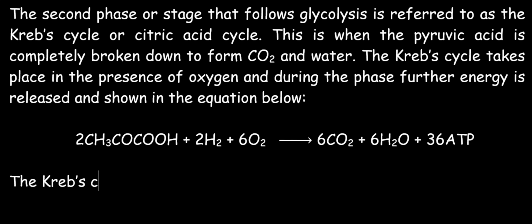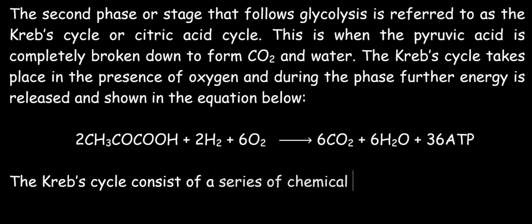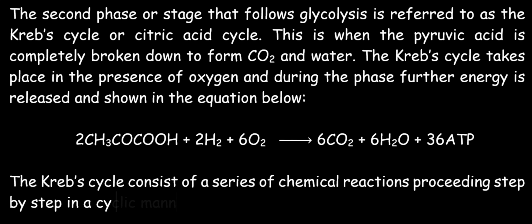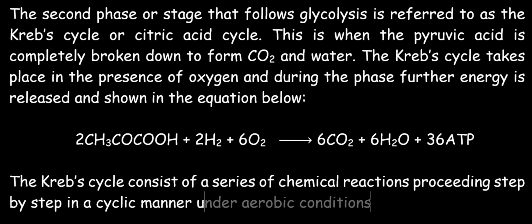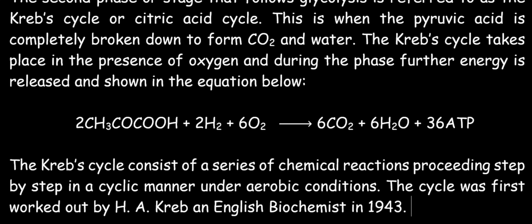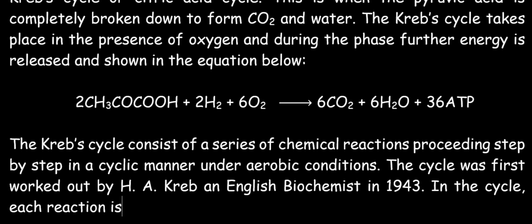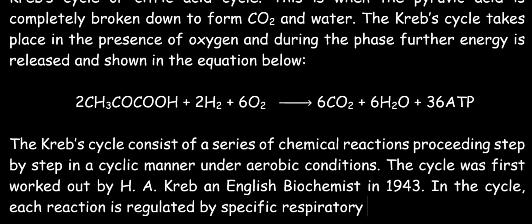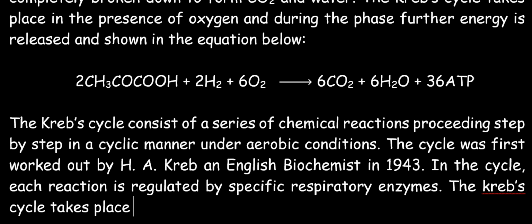consists of a series of chemical reactions proceeding step by step in a cyclic manner under aerobic condition. This cycle was first worked out by a man known as H. A. Krebs, an English biochemist, in 1943. In the cycle, each reaction is regulated by specific respiratory enzymes. The Krebs cycle takes place in the mitochondria.